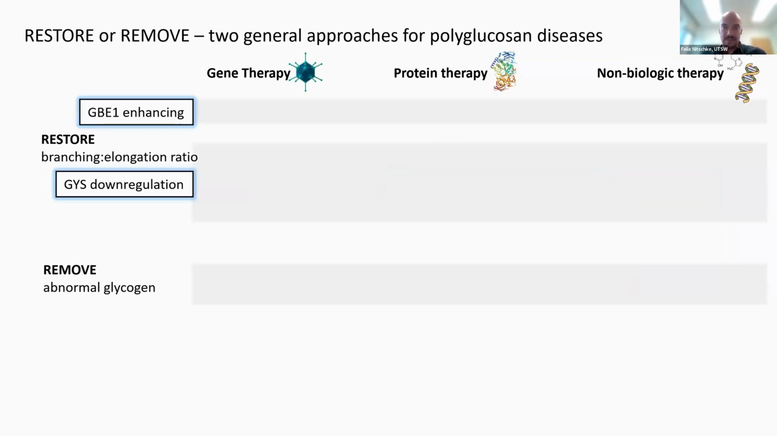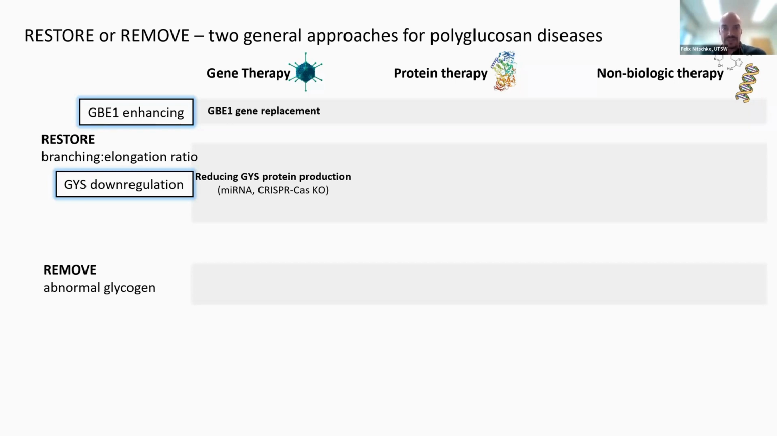Okay, so as mentioned before, to restore the glycogen branching to elongation ratio, we could enhance GBE or we could downregulate glycogen synthase. And the most obvious approach is to deliver the blueprint on how to make GBE1. Dr. Krishnani has actually successfully shown proof of concept in a GBE deficient mouse model. So generally, this should work.